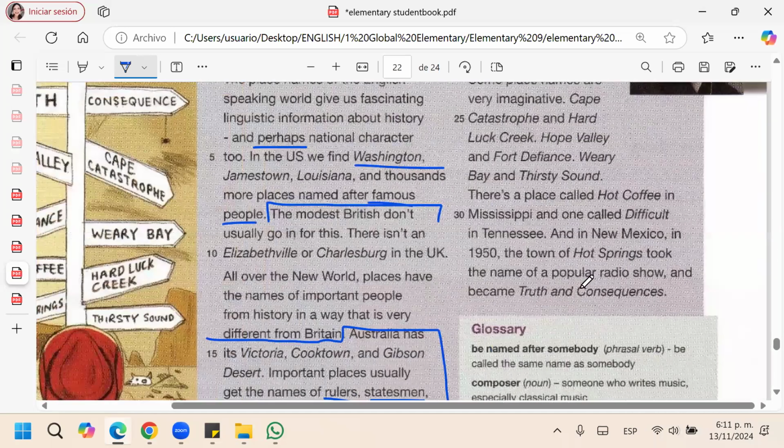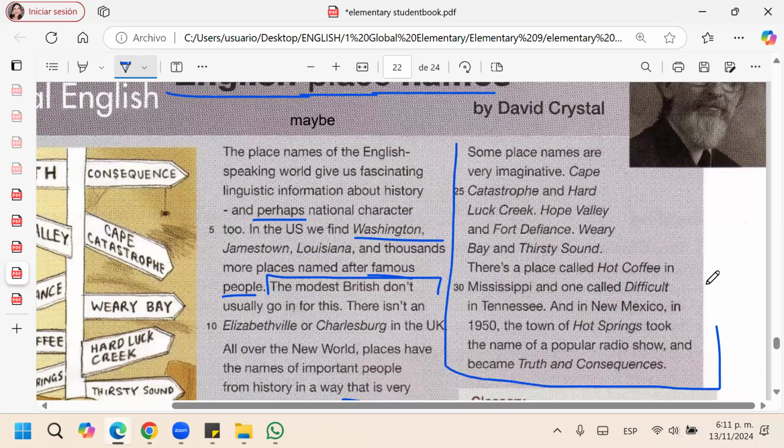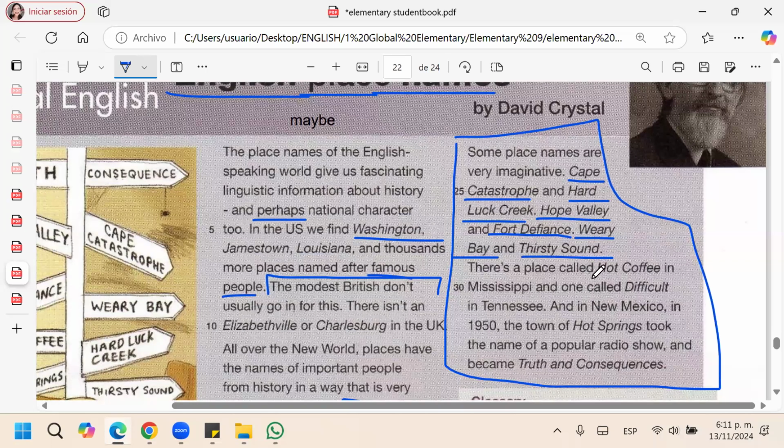Let's see the last. Some places are very imaginative. Who wants to read this? Some places are very imaginative. Cape Catastrophe, Hard Luck Creek, Hope Valley, Fort Defense, Weir Bay, Thirsty Sound. There is a place called Hot Coffee in Mississippi. There is another called Difficult in Tennessee. And in New Mexico in 1950, the town of Hot Springs took the name of a popular radio show and became Truth or Consequences. So there are very imaginative names.